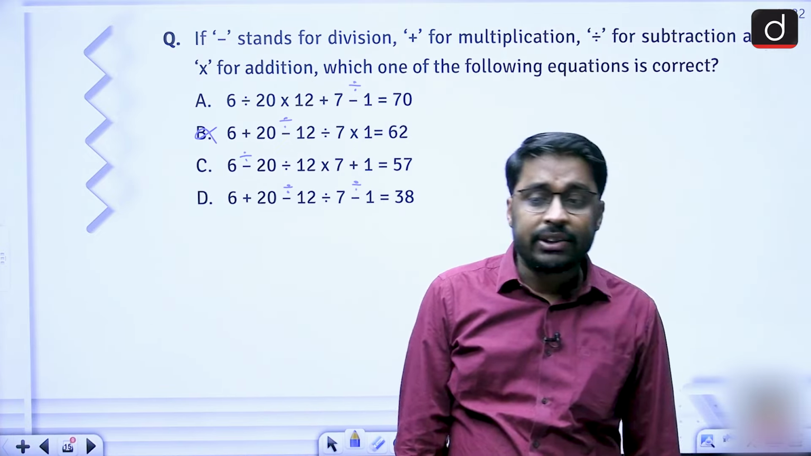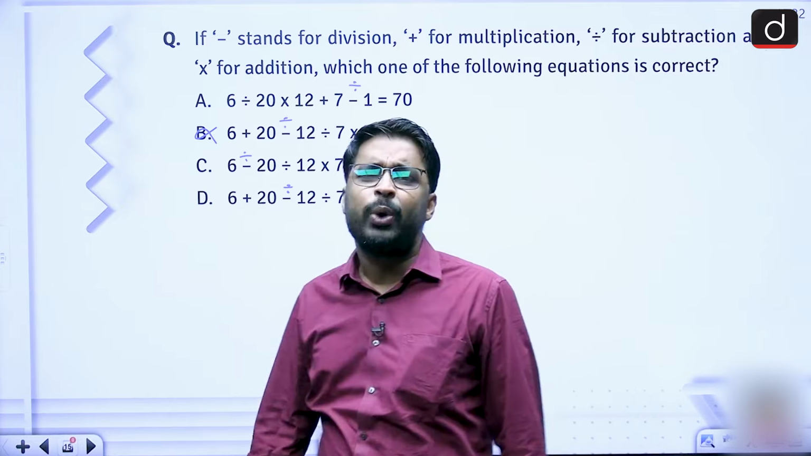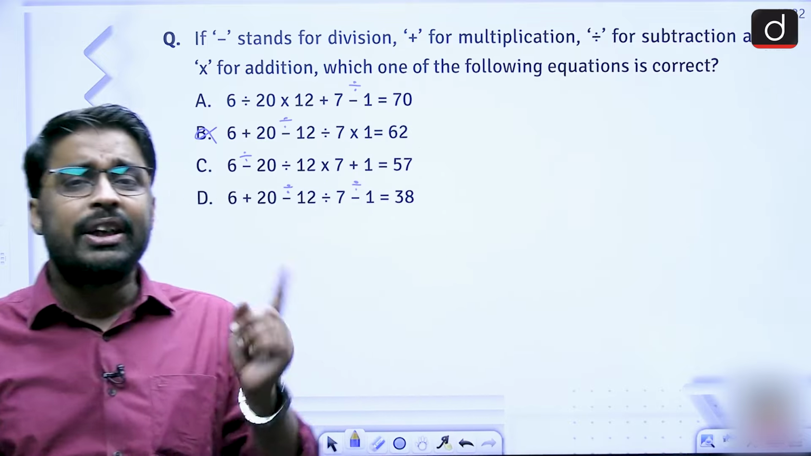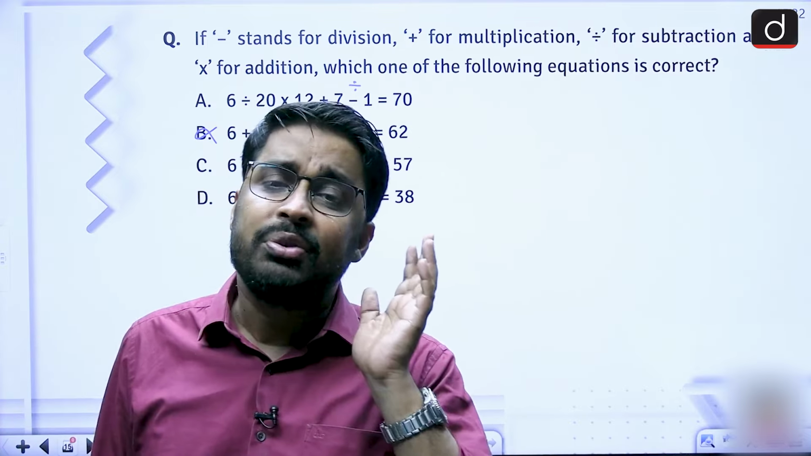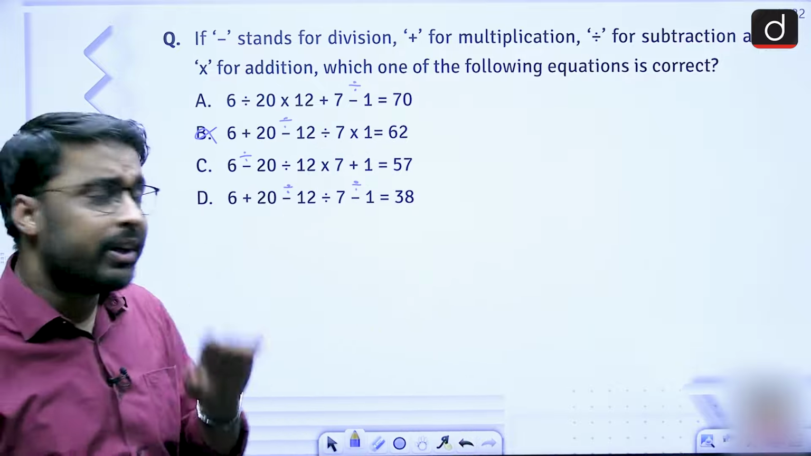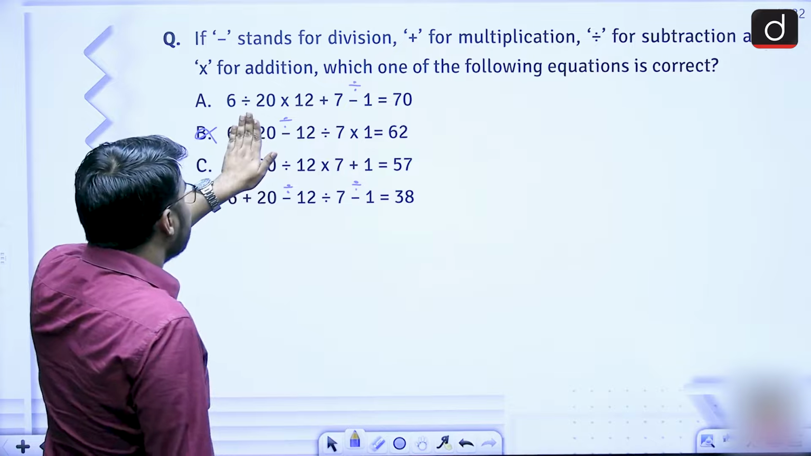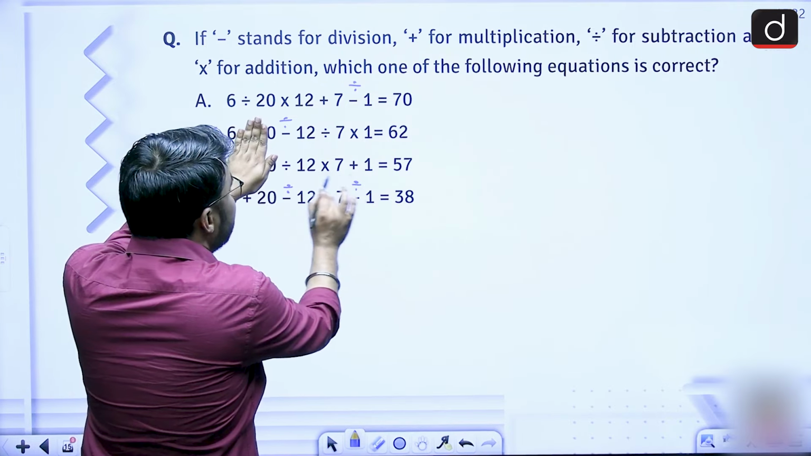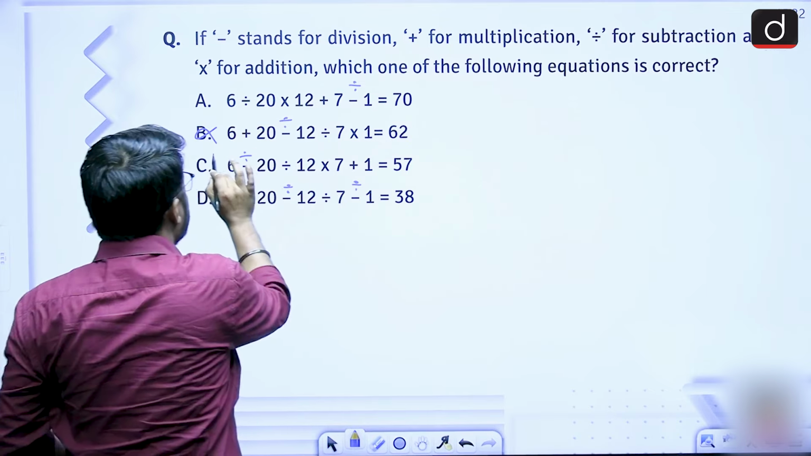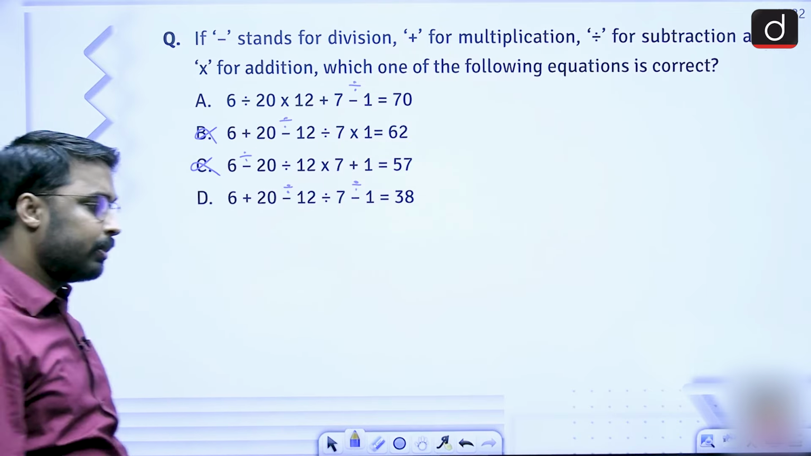Now 6 divided by 20 is 0.3. To convert 0.3 back to integer, I have to multiply it with 10. That can only be possible when it is multiplied with 10. So after solving 6 divided by 20, as I can see, my remaining equation does not contain a multiple of 10. So this option also cannot be my answer.